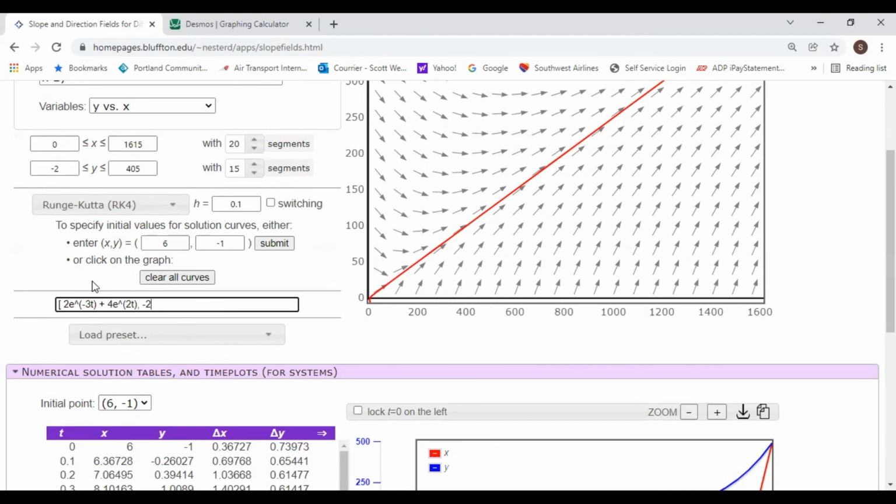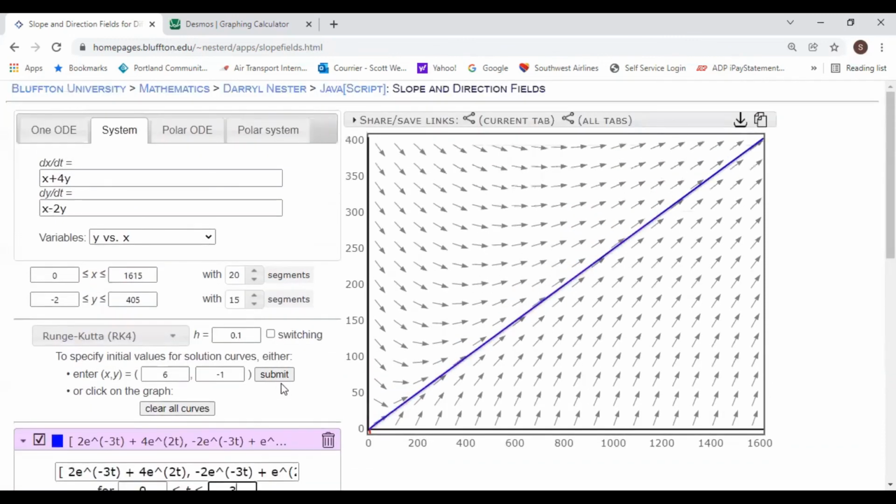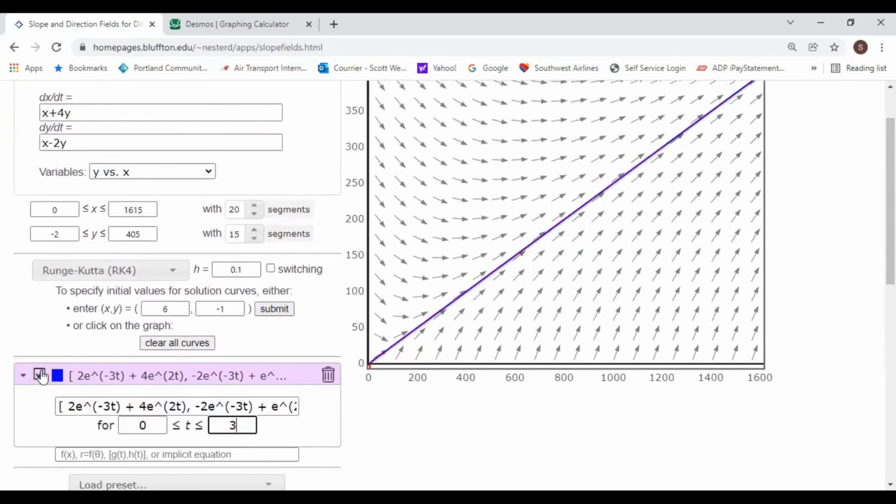So it's -2e^(-3t) + e^(2t). Bracket, hit enter, and let's make it a different color from the one we see there. Blue. And we'll just make it go t equals 0 to 3. And you can see that there's essentially no daylight between them.